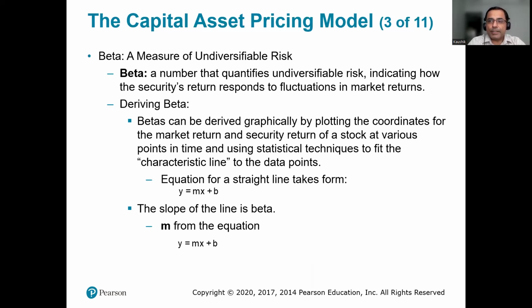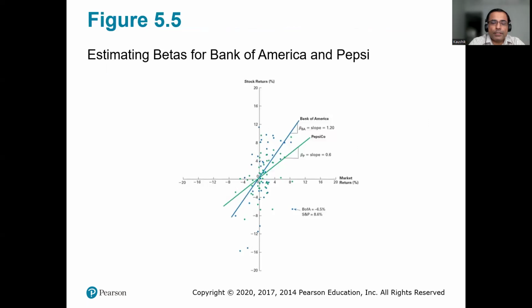So beta is a measure of undiversifiable risk. It indicates how a security changes with respect to changes in market returns. In this case, the stock of Bank of America has a beta of 1.2, which means that if market return changes by a certain amount, the change in the return of Bank of America would be 1.2 times the change in market return.